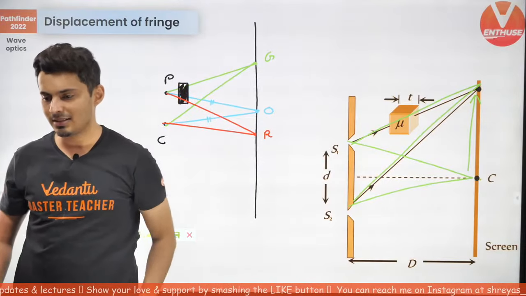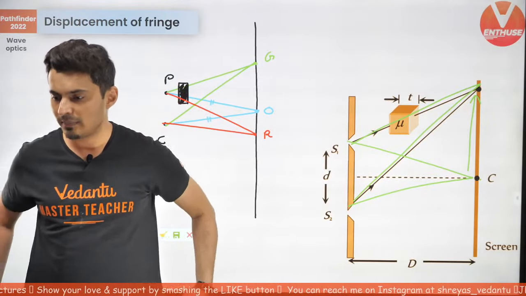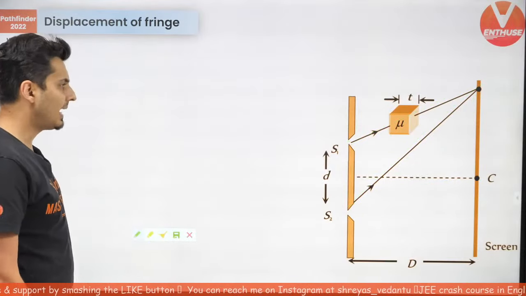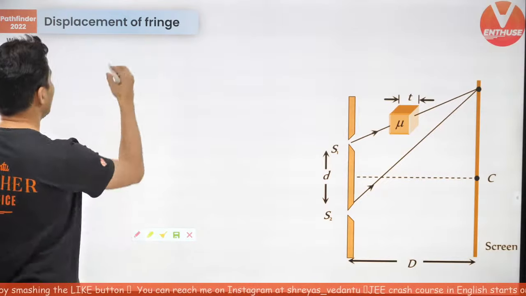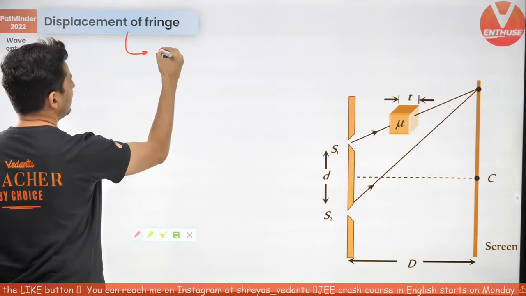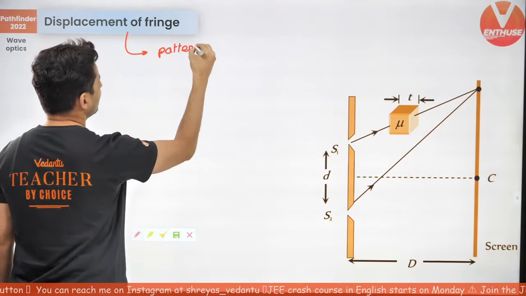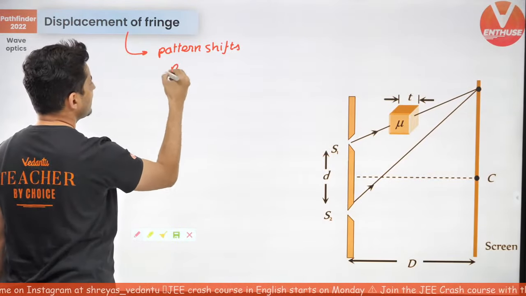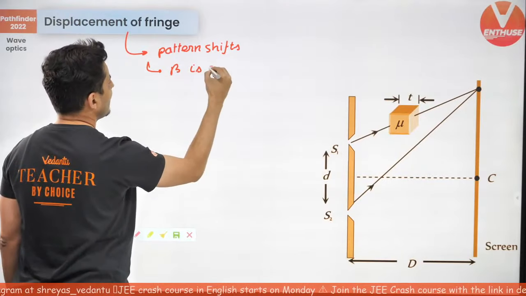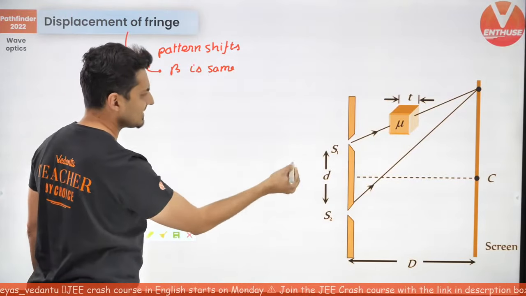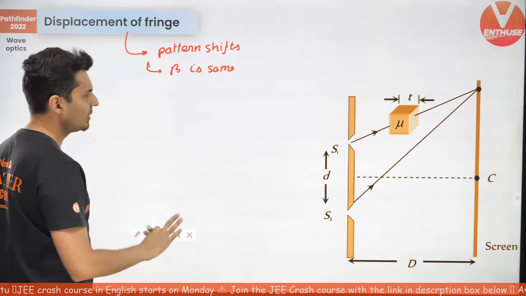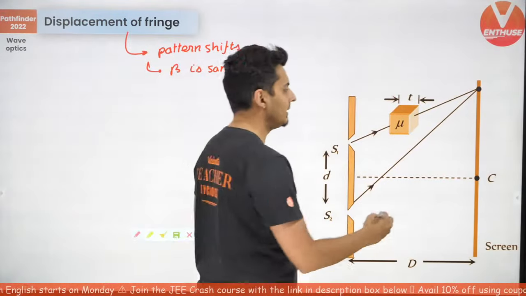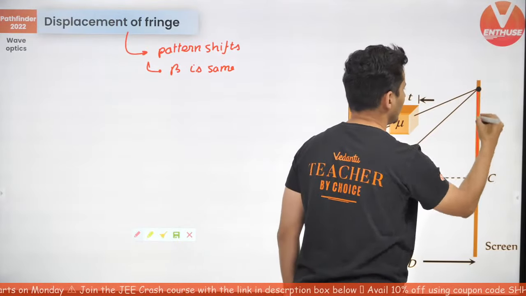If you place the slab below, the pattern will shift below. Is that making sense? Is that understood, my warriors? Got it? So this is how the shift happens. So the moment you place a glass slab, the pattern shifts. Fringe width is still the same, obviously, because wavelength is same, D is same, capital D is same. That is not going to affect. And the idea behind that point or that shift can be found out like this.